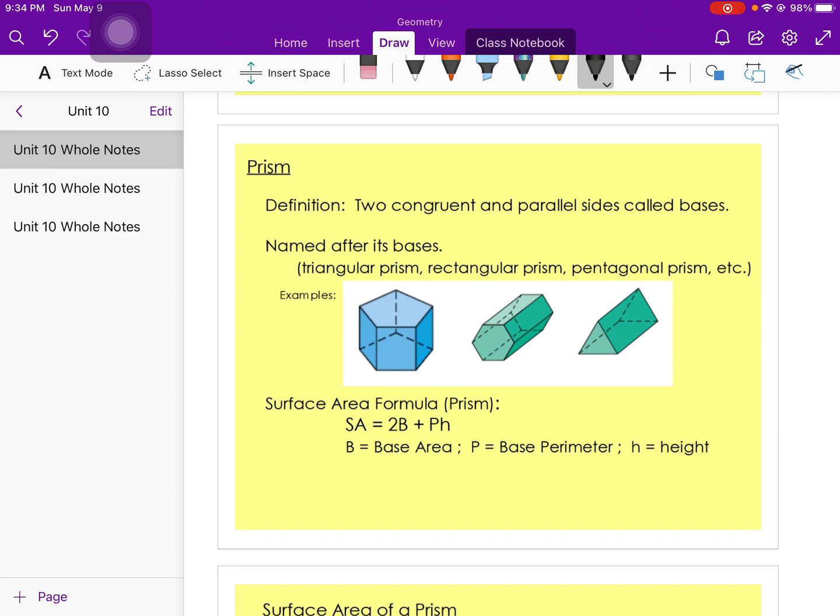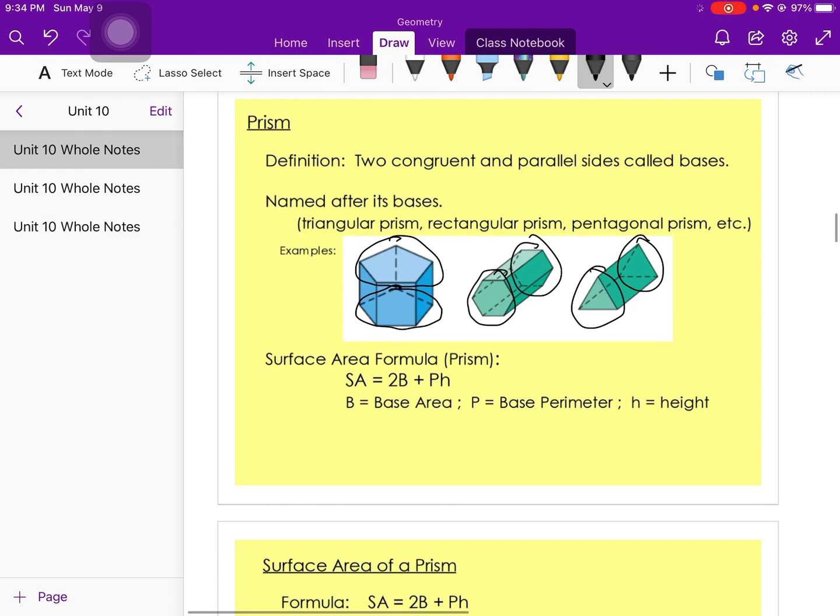So if you look at these three images we have here, each prism is named after its base. So we have triangular prism, rectangular prism, pentagonal prism, and so forth. The first example would be a pentagonal prism because the bases are the pentagons. The next one would be a hexagonal prism because we have a hexagon. These are the bases here. I probably should have shown that on this one. So this is one base, and then the bottom base is down here. And then the last one is a triangular prism. That one's pretty easy to see.